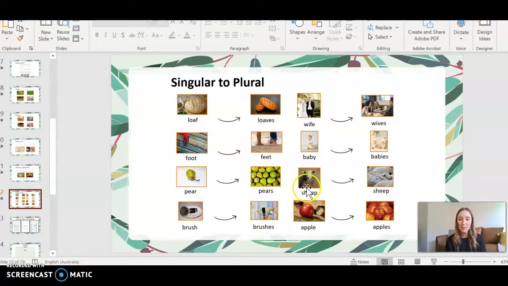Apple becomes apples. Sheep stays the same. We don't say sheeps, even though when we're little we say sheeps. There's the sheeps, ma'am. Look, they're in the paddock. Baby becomes babies. We drop the Y, add IES. And wife, if you've got multiple wives, the wives are having dinner together. We drop the FE and we add VES.